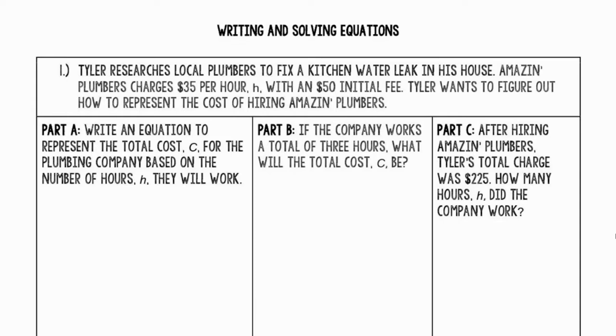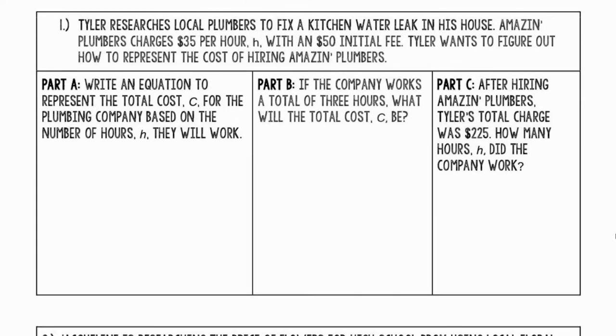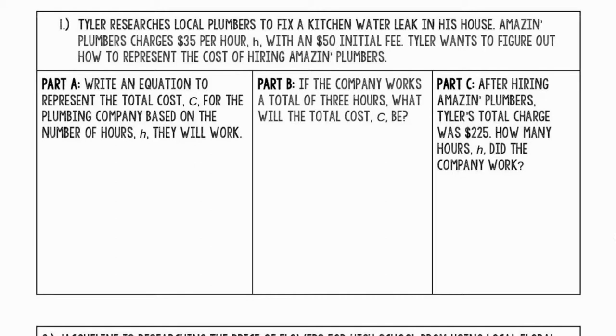So the first box, part A, says to first write the equation. What's the equation to represent the total cost C? If Tyler is going to hire this plumber, we know that the cost is based on how many hours they work. That should be common sense, right? Plumber comes to your house. They usually charge you just for showing up, even if they don't have to fix anything or work any hours. They just charge you for driving up to your house. That's how plumbing and electricians work. They charge you an initial fee or a service fee.